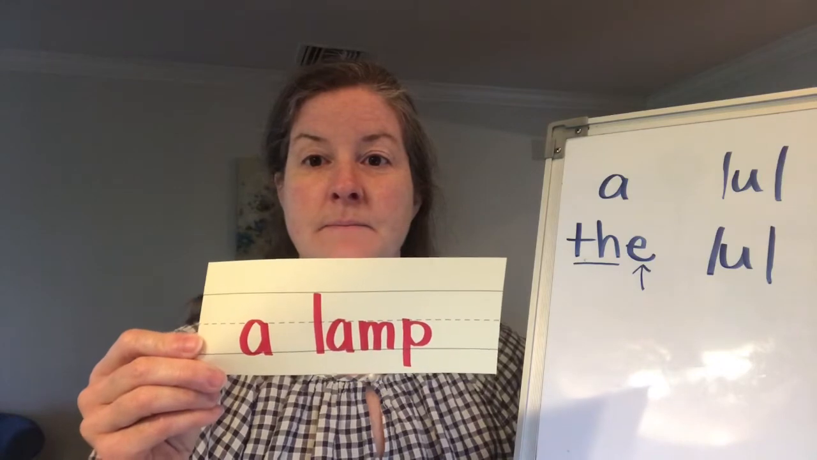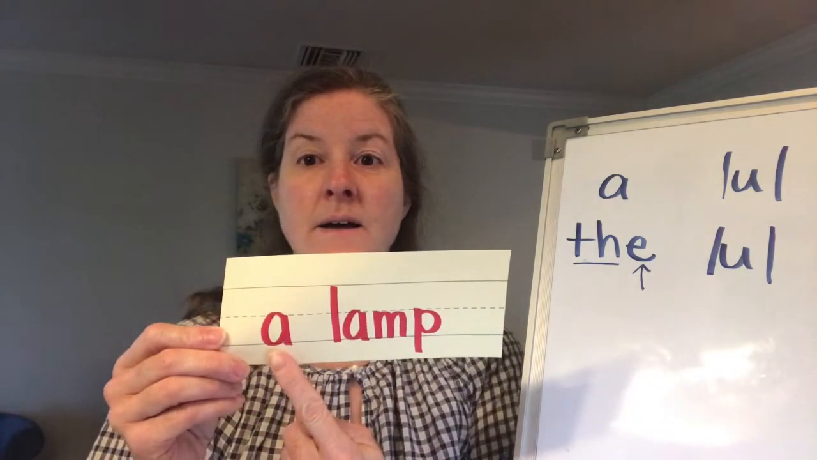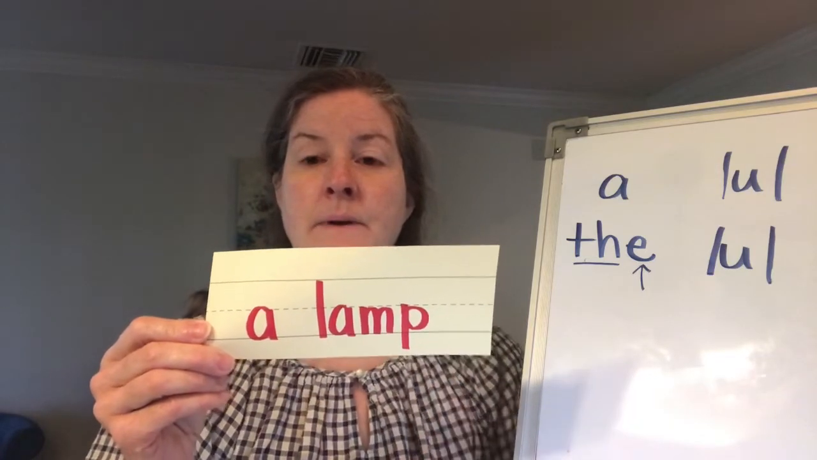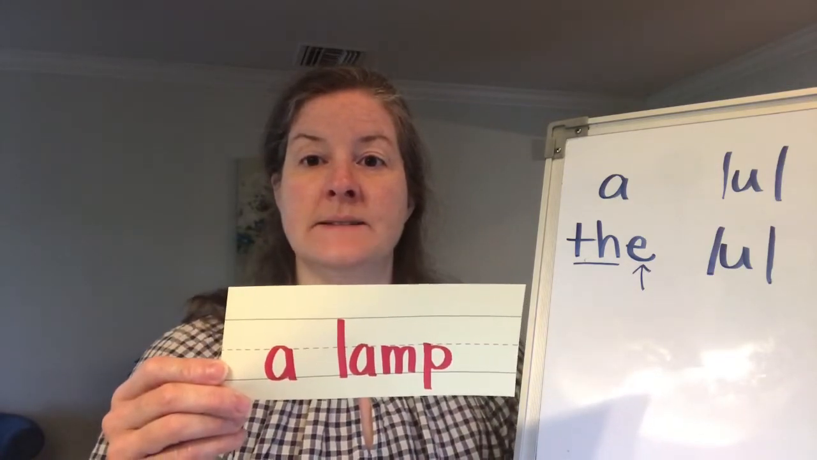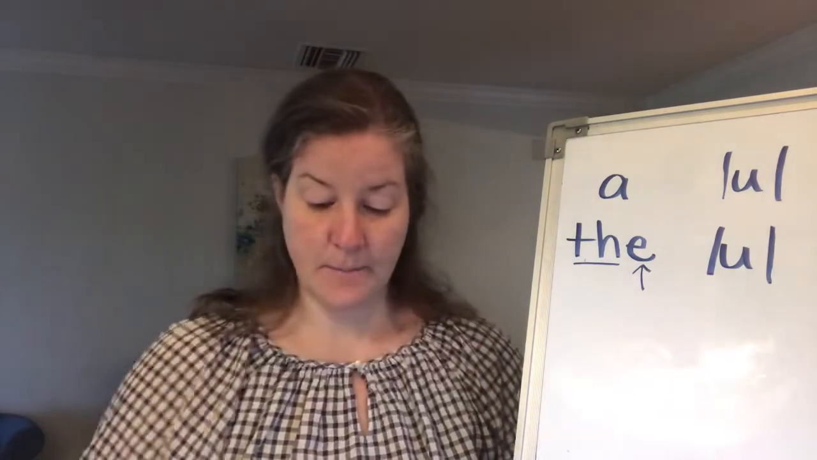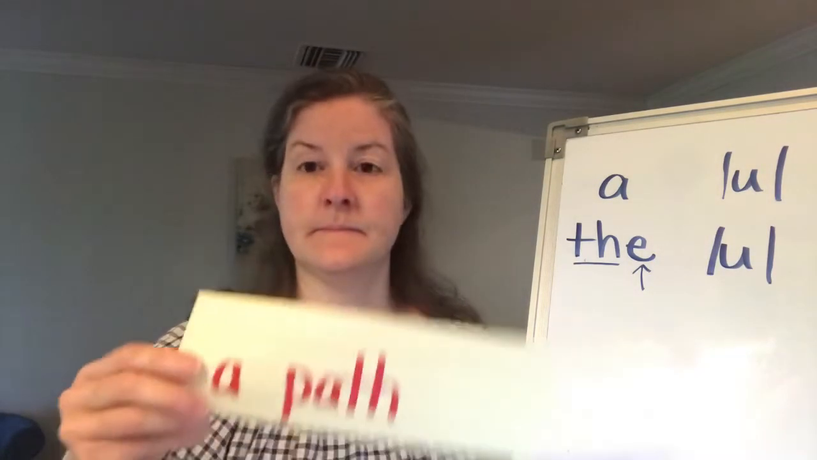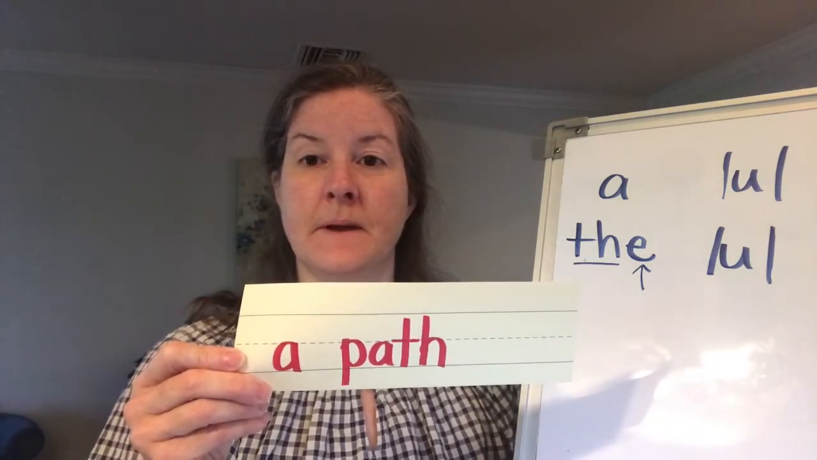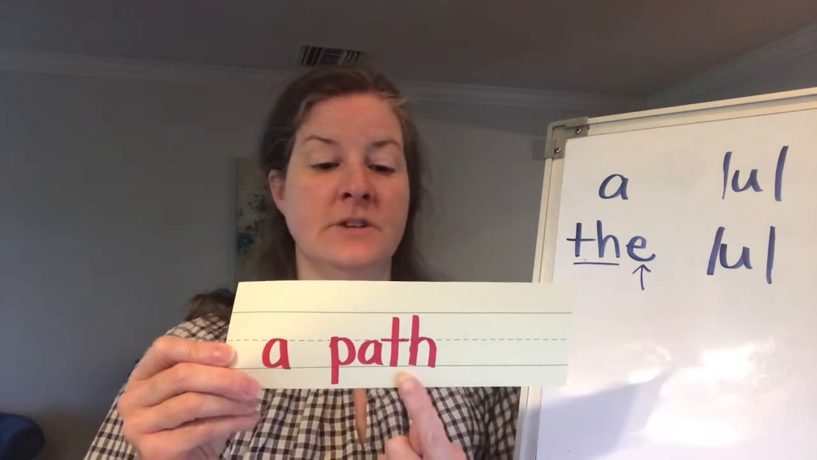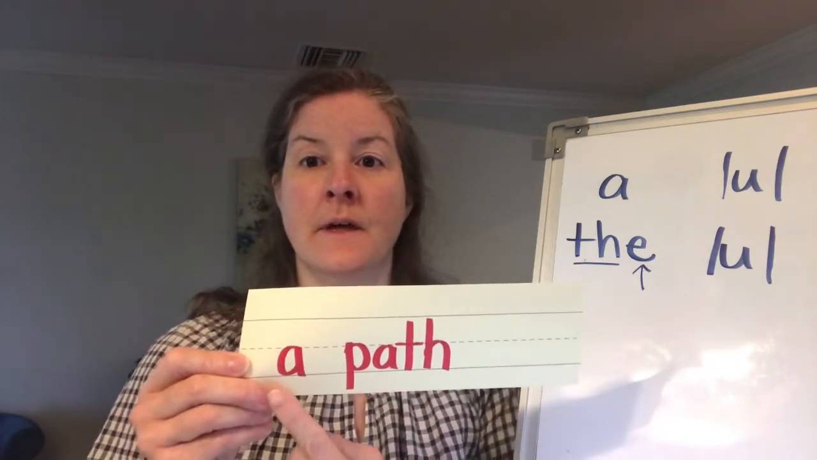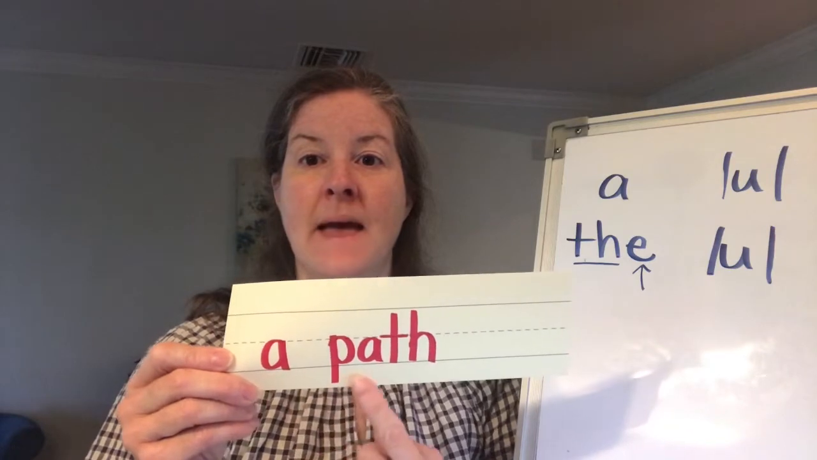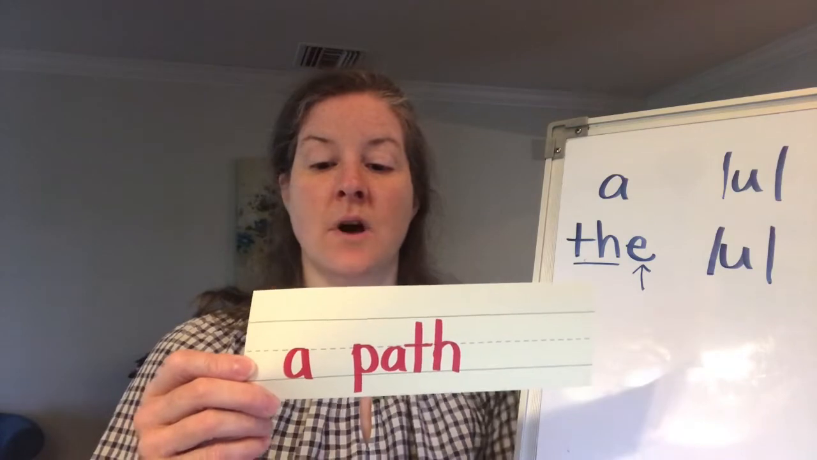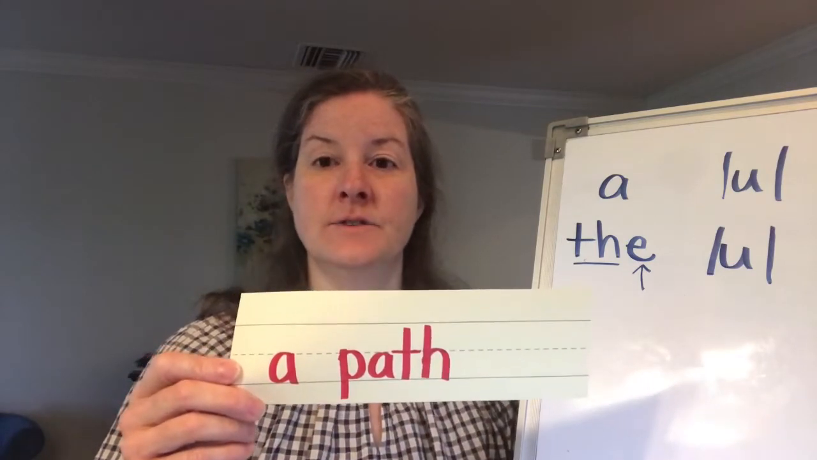How about this one? A lamp. A lamp was on the bedside table. A lamp. What about this one? Can you read that one? Remember, TH says th. A path. A path. She walked on a path to get to her house.